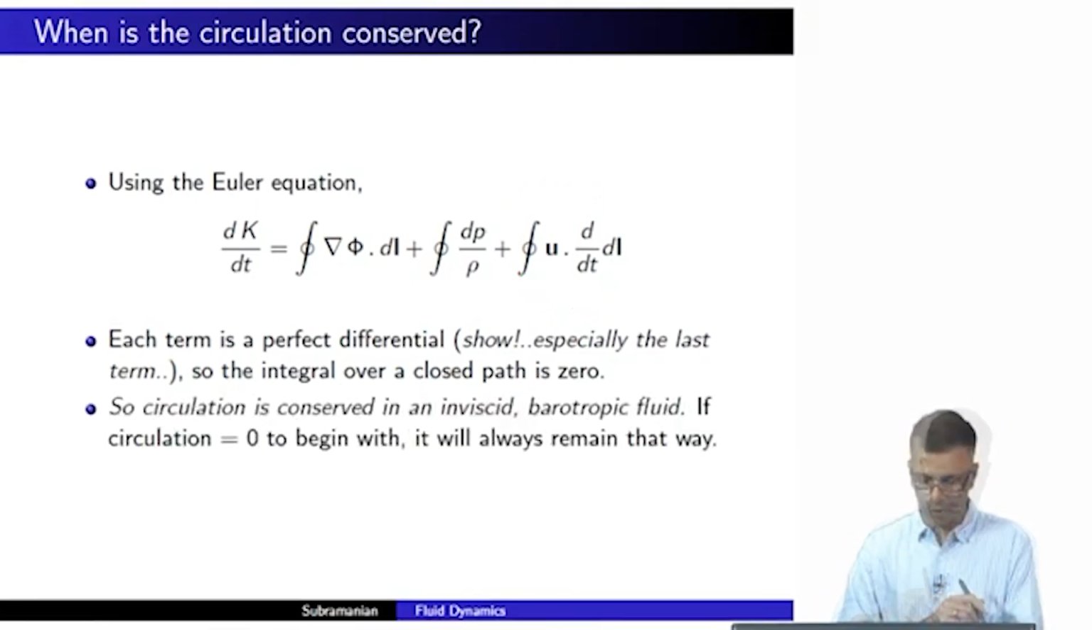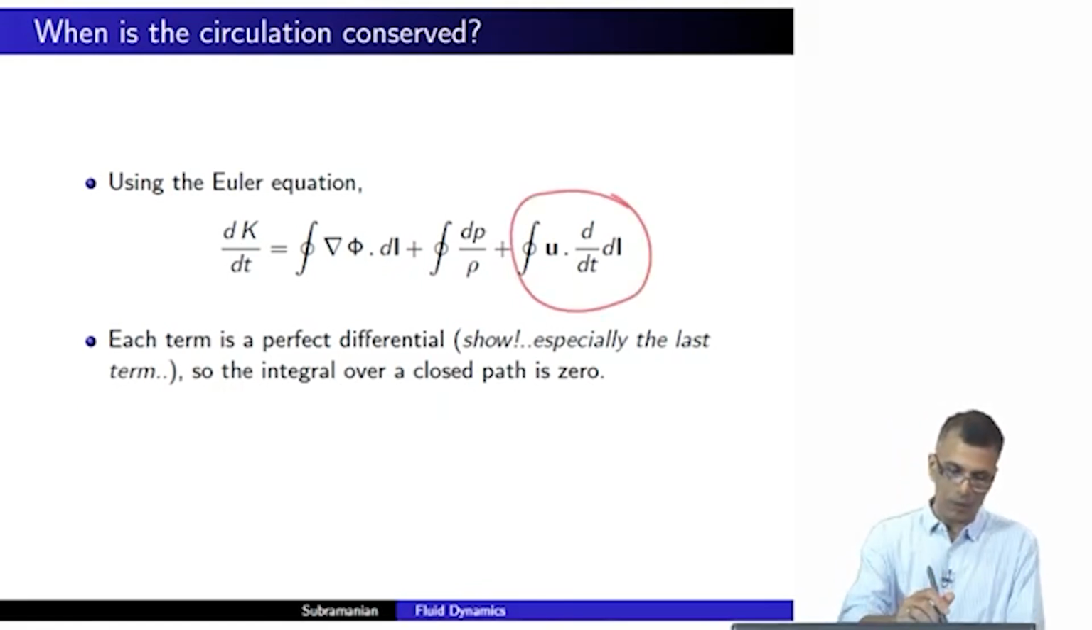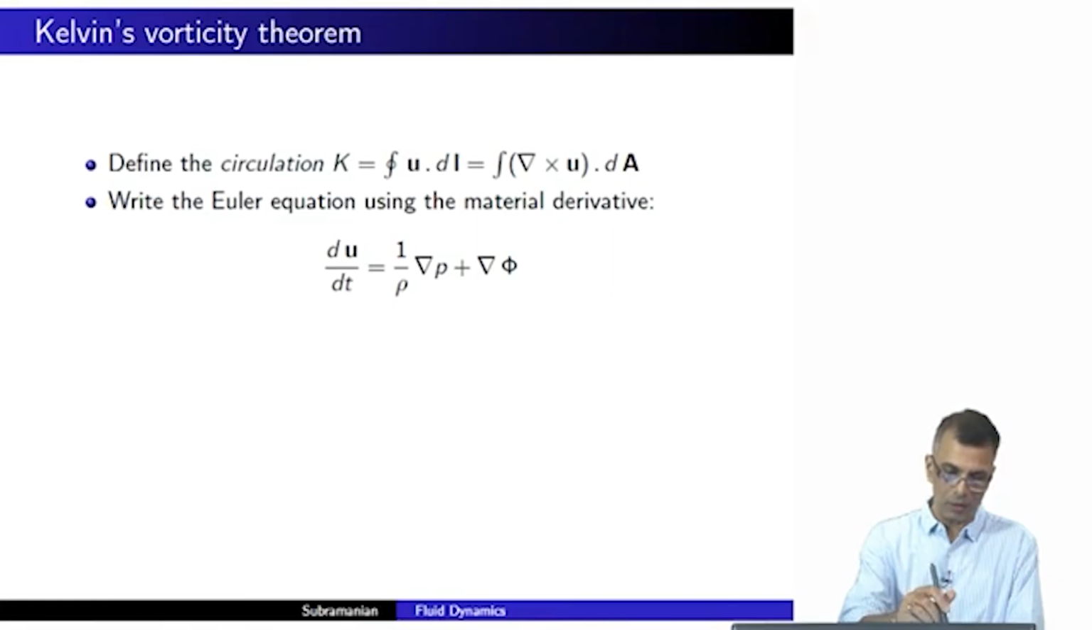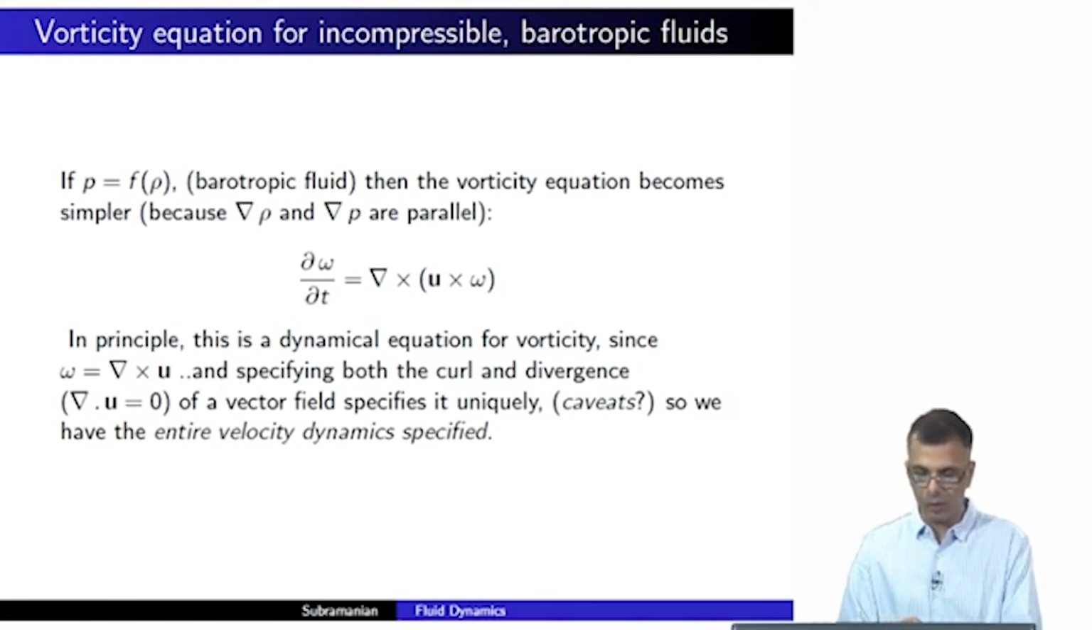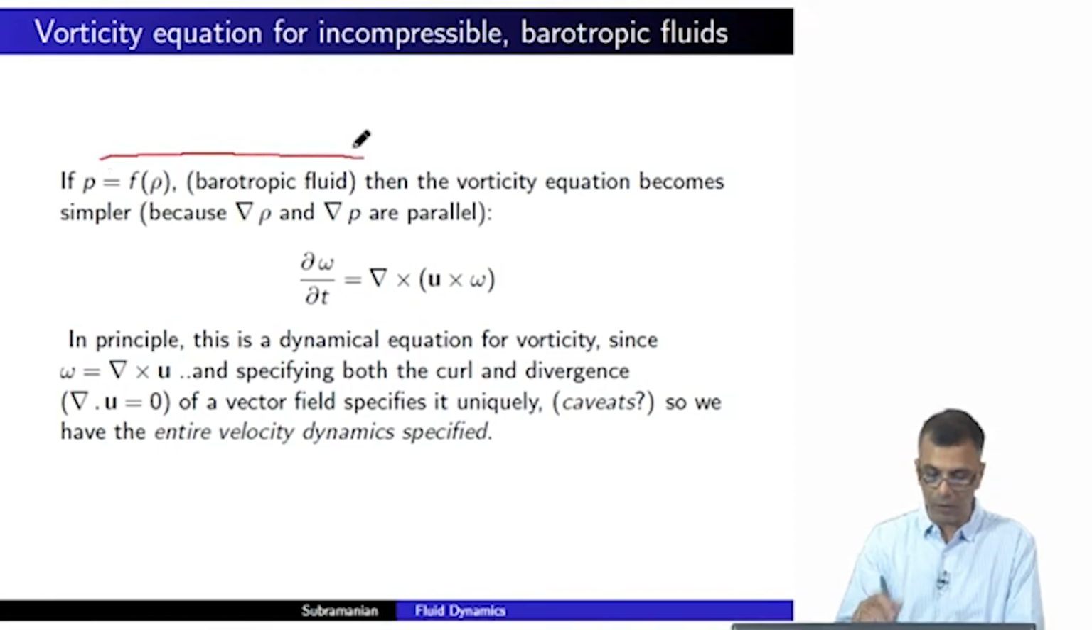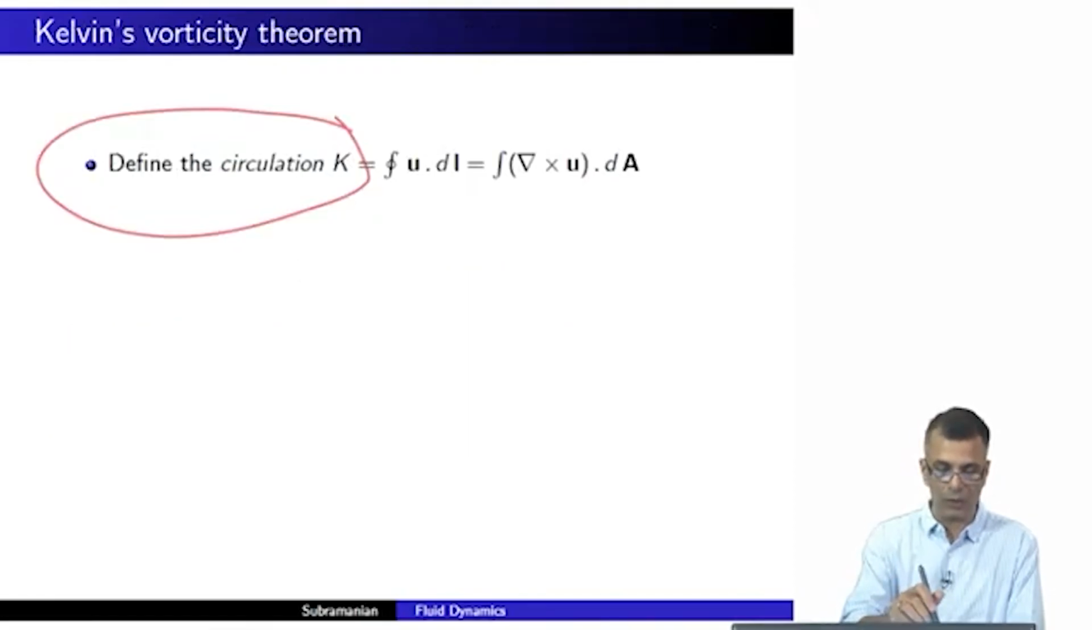which means that dk/dt is equal to 0. In other words, by the way, before saying that, I just wanted to emphasize that this whole thing started from the vorticity equation, and you could write down the vorticity equation in this form only because the gradient of rho and the gradient of p are parallel, which is true only for barotropic fluids. I want to emphasize this once again.